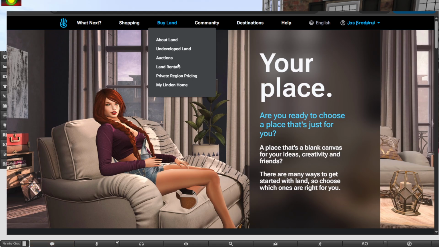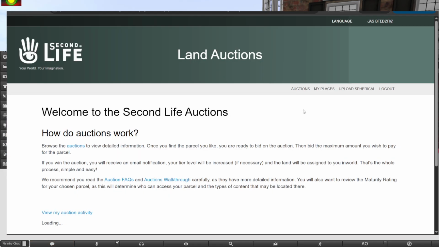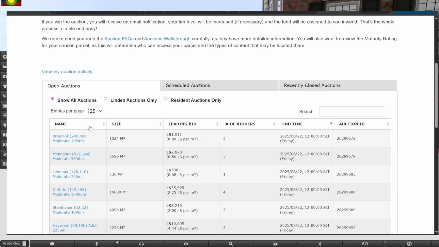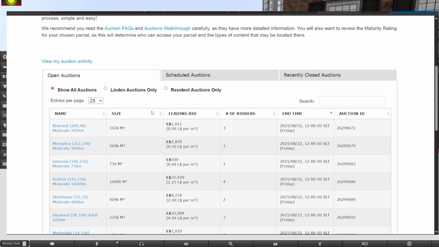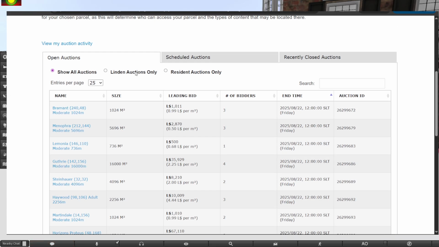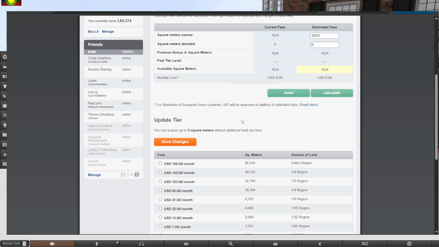Let's do auctions. Let's open up auctions. Second Life has auctions, and there's scheduled ones. These are all the open ones. Residents, Linden auctions from Linden Lab, or show them all. If it's Linden Lab, it means it's Mainland that somebody abandoned or that they have ready to go, and you can bid on it and try to win it. And you'll pay. That has to do with the tier, which is this thing over here.